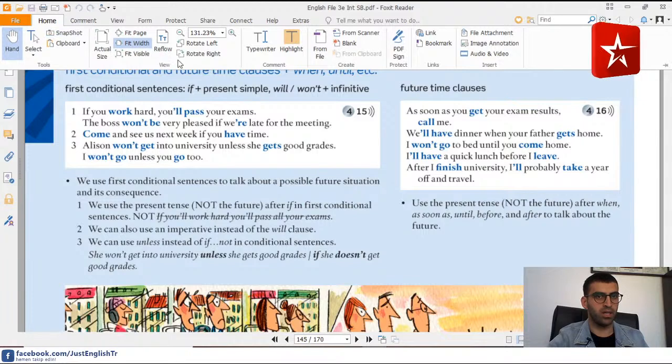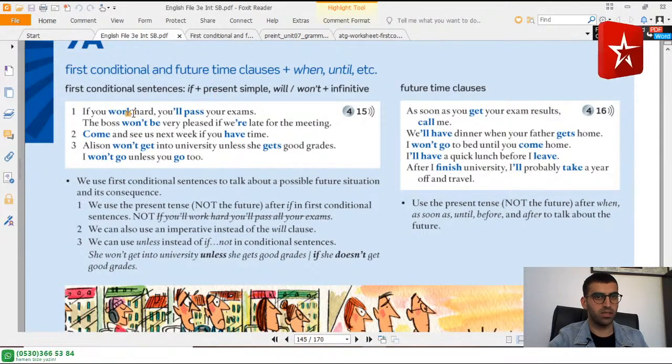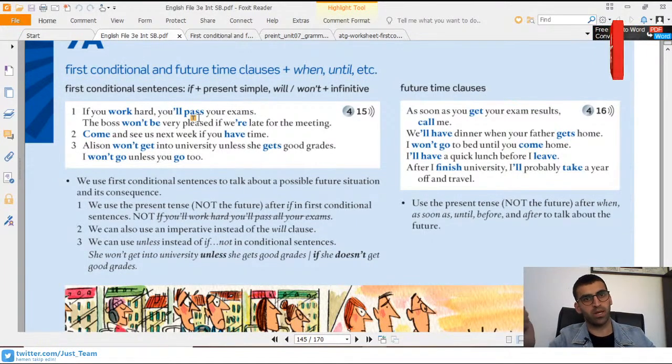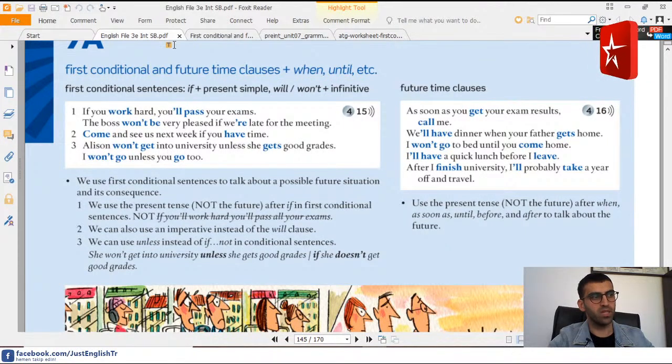Let me highlight. Here, work is in the present simple tense, and the second part, the main clause, is in the future simple. So if you work hard, you will pass your exams. The if part is in the present simple, the main clause is in the future simple. Don't forget to use them correctly.